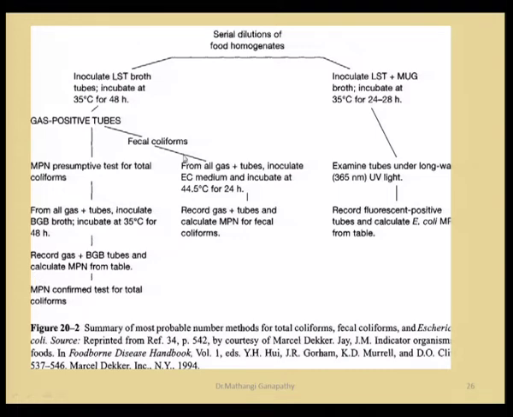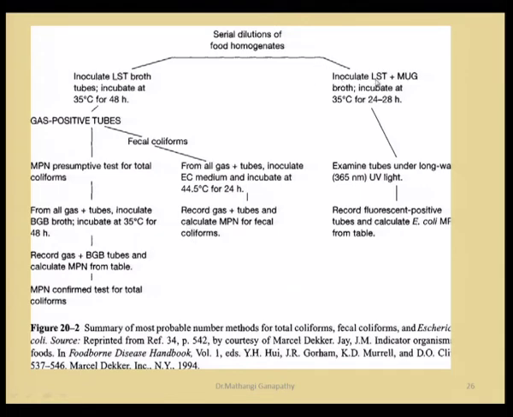On the other hand, to test for the fecal coliforms, we will inoculate into EC medium and incubate at 45 degrees. For this, you will look for the tubes which show gas, and get the total MPN for the fecal coliforms.